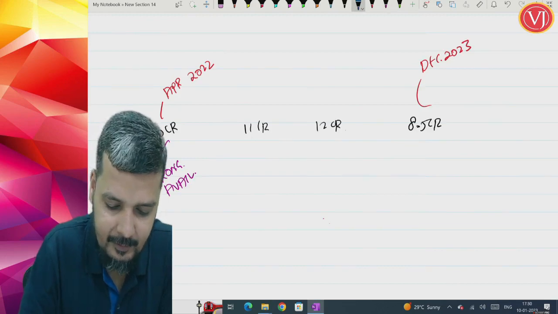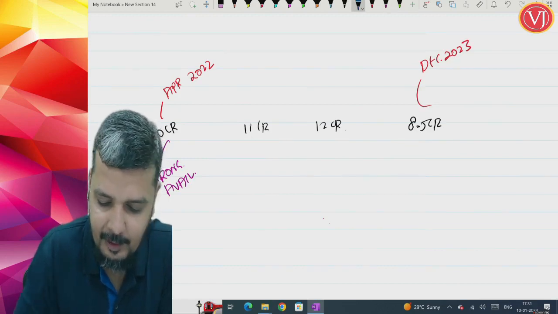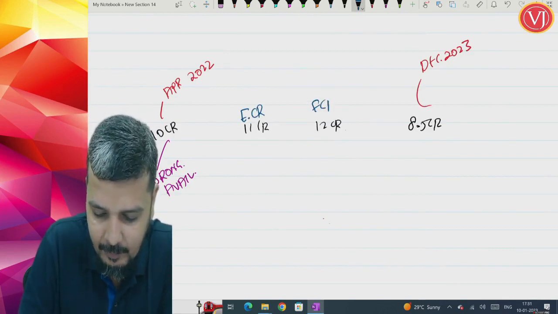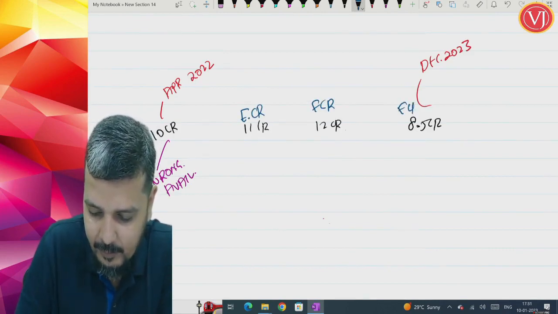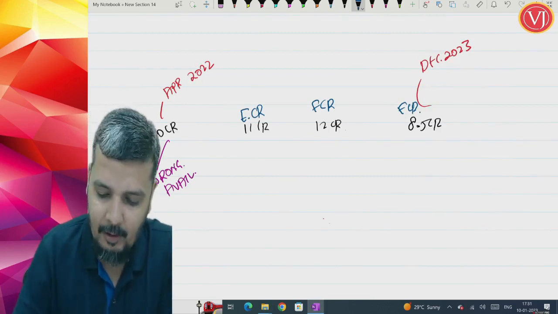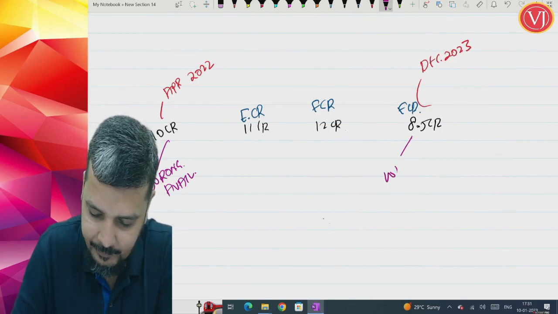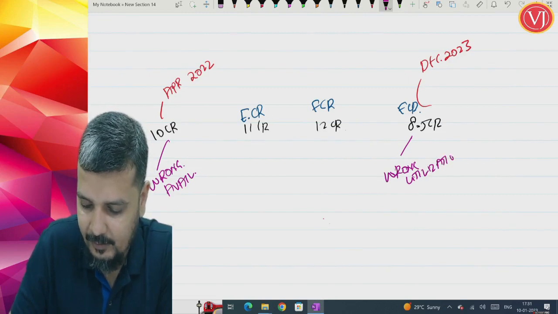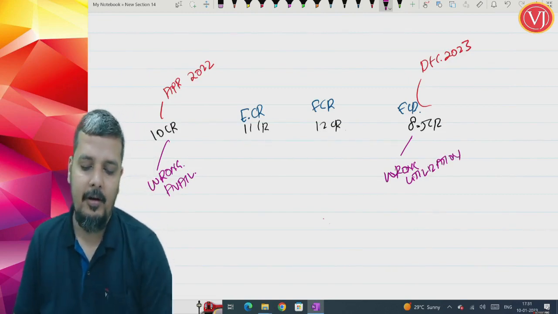This is my credit balance. This is 10 crore wrong availment. This is my credit balance. But my credit balance, my electronic credit ledger, was always having that amount more than the wrong availment. Wrong utilization happened only when my credit balance fell below 10 crores.